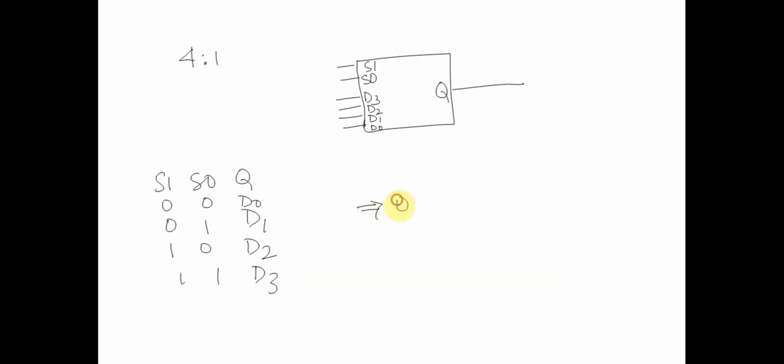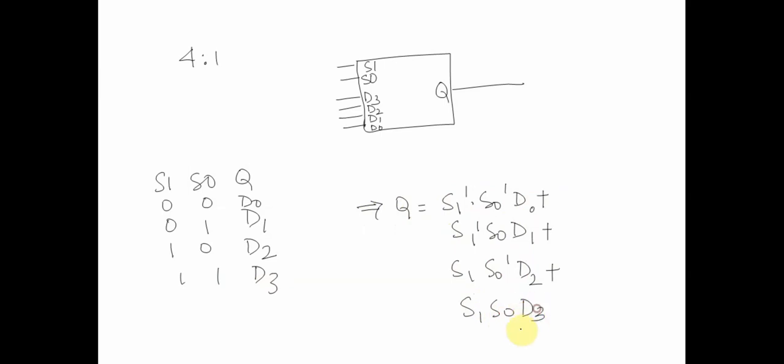This simply means my Q is equal to S1 bar dot S0 bar into D0 plus S1 bar into S0 into D1 plus S1 into S0 bar into D2 plus S1 into S0 into D3. So this will be the output Q. This is pretty simple, right? A multiplexer is one such example where we can switch or route one of the multiple inputs to one output depending upon the select lines.